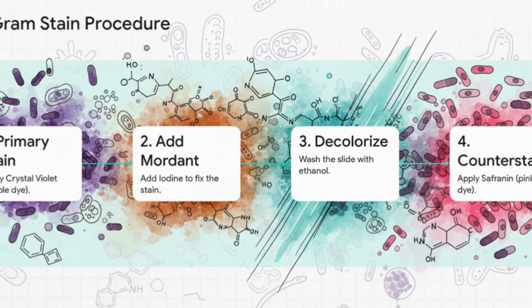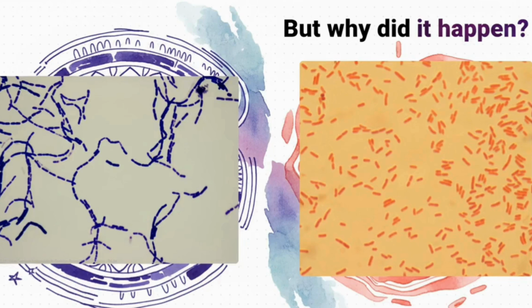Logically, all bacteria should look the same color, right? But that is not what happened. Some bacteria stayed purple while others lost the purple and became pink. At that moment, he had unknowingly discovered a major difference in bacteria. The big question was why? It took scientists many years to understand this, and the answer is in the cell wall.